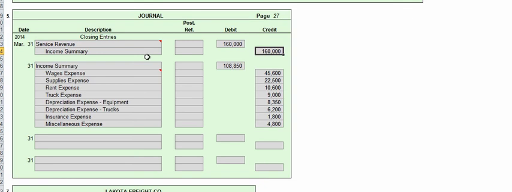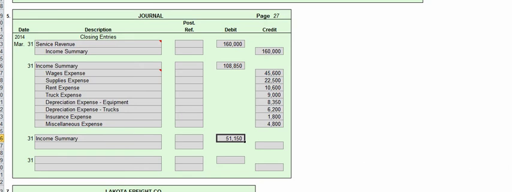So if we want to make income summary zero, we'd have to debit it for the difference in these two entries. So we're going to debit income summary here for the difference in the credit and the debit, which would be the balance in the account. Okay, so it's going to be equal to the $160,000 credit minus the $108,850 debit. By debiting the account for the difference in the two entries, we're able to zero its balance out. And that's $51,150.